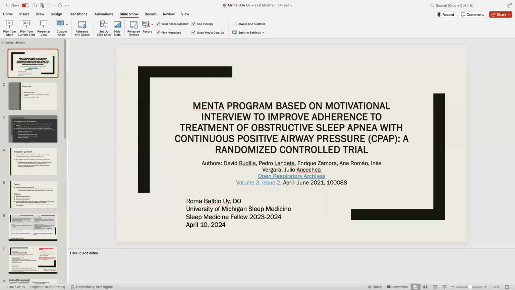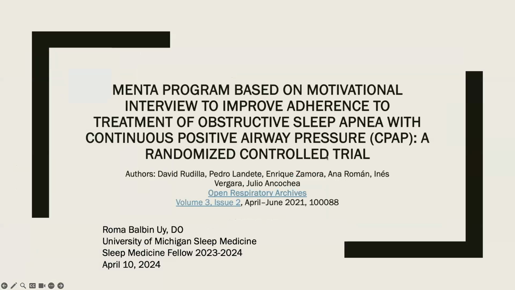Sounds good. I'm just going to take off my video so that way it runs smoothly. Can you guys see my slides? Yeah. And is it regular view or presenter view? Yes, presenter view. Okay, sounds good. All right.